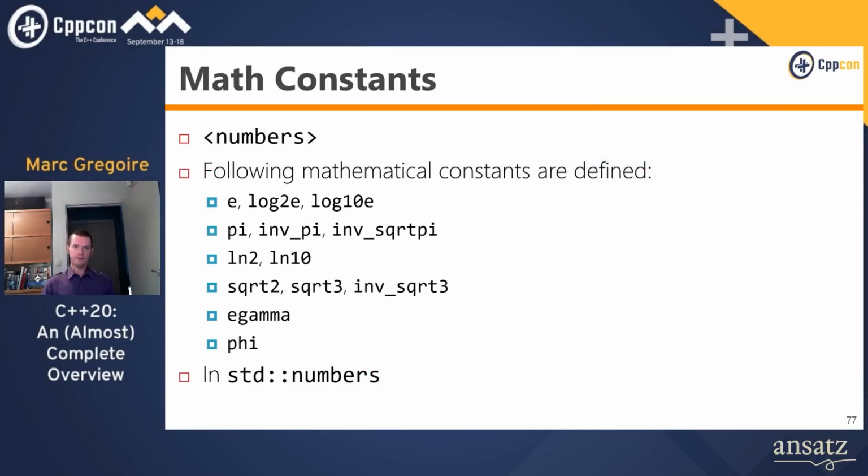There is a new header file called numbers, and it finally defines a number of mathematical constants such as pi, e, and so on, and they are all living in the std::numbers namespace.